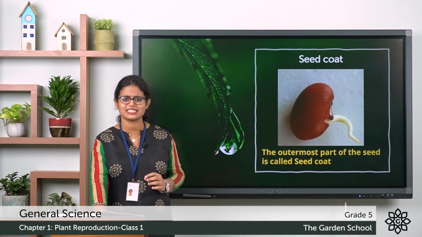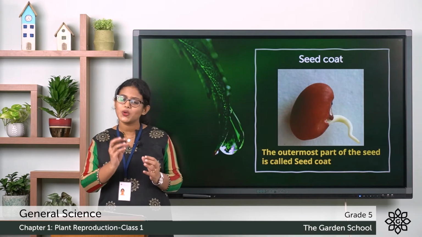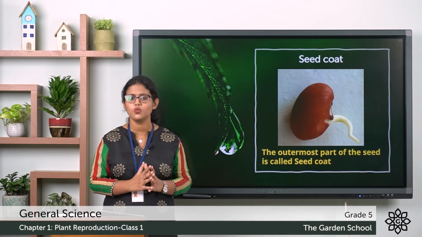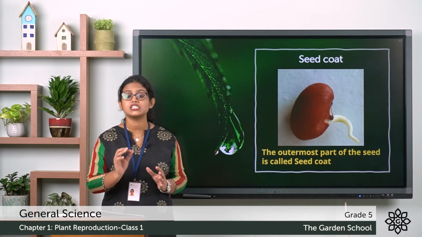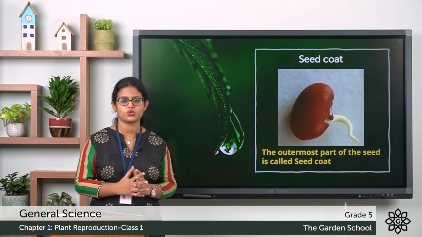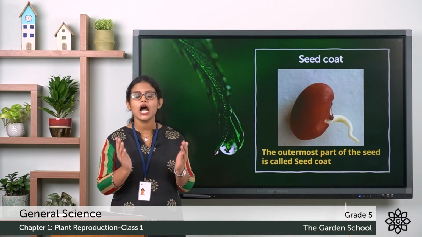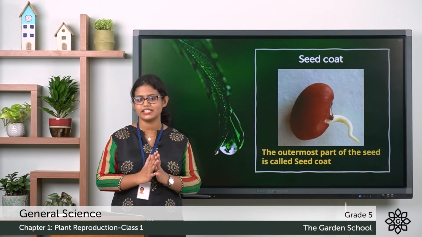So, have you heard of this? If you have closely observed a seed, you could have seen a covering. Do you know what it is? That covering is called the seed coat. It is the outermost covering of a seed.